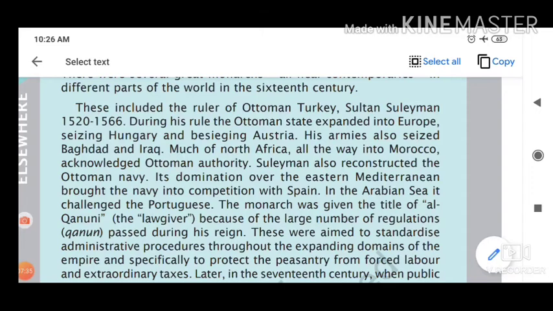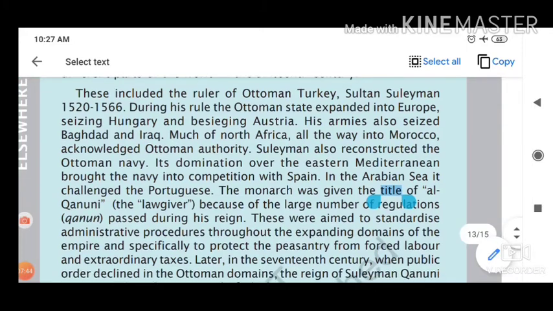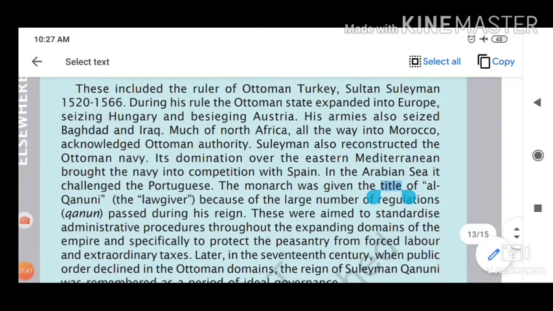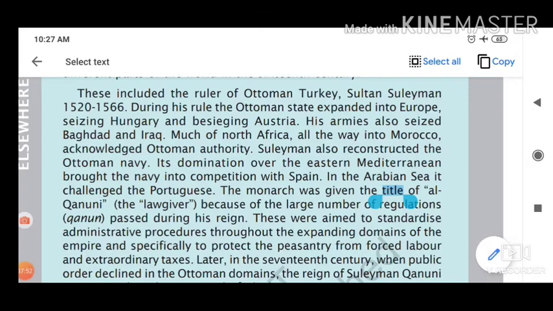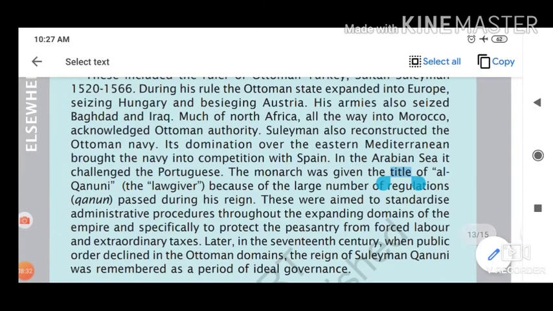During the time of Sultan Suleiman, the Ottoman Empire of Turkey expanded into Europe, and they seized Hungary, and they besieged Austria. His armies also captured Baghdad and Iraq, and many territories like North Africa, Morocco, and others acknowledged Ottoman authority. They were ready to accept the authority of the Ottoman Empire under Suleiman. And Suleiman also constructed a big Ottoman navy, and the Ottoman navy dominated the eastern Mediterranean Sea.